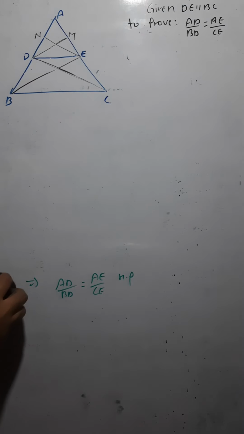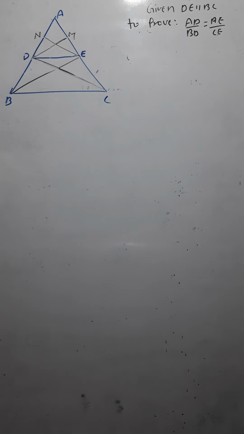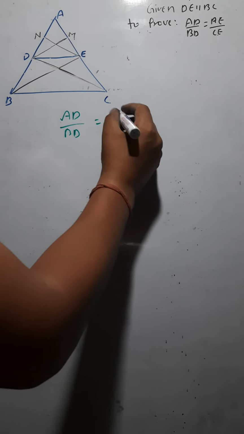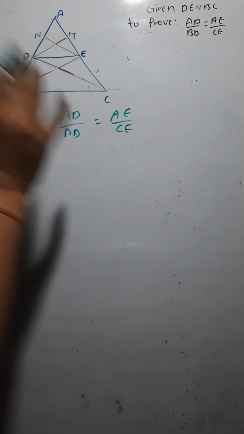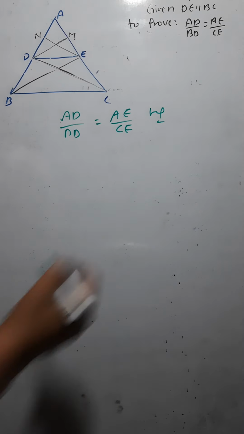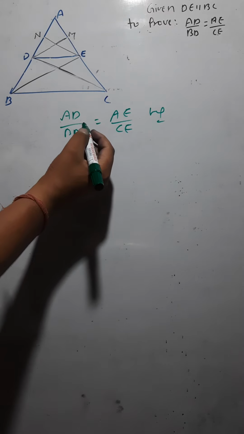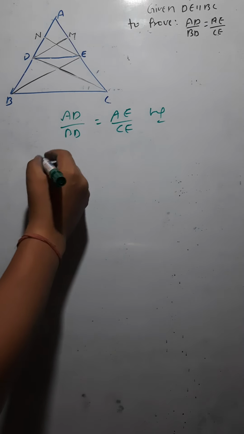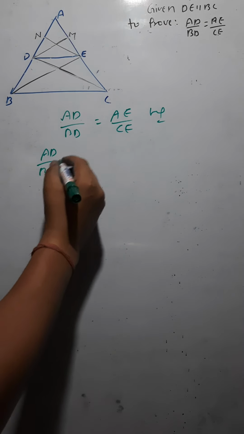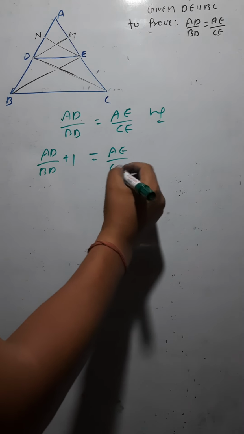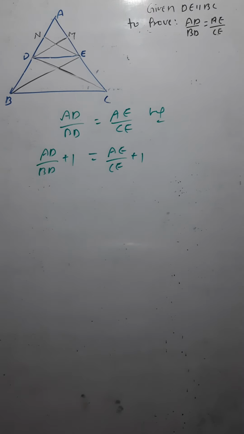So we have achieved our target, that I am going to write here again. Now what was our target? AD by BD is equal to AE by CE. This we have proved. Now if I add one in LHS and one in RHS also, I would be getting AD by BD plus 1 equals AE by CE plus 1. In both the sides I have added 1.